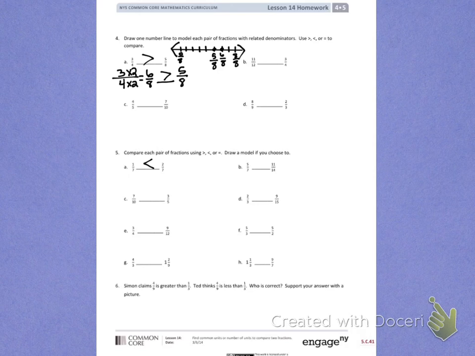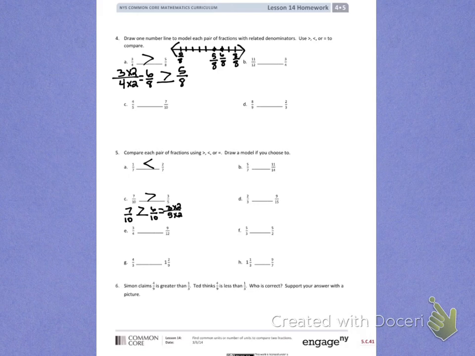Let's take a look at letter C that doesn't have common denominators. We're comparing 7/10 and 3/5. So in order to get the 5 to look like the 10, I can multiply it by 2. But if I have to multiply my denominator by 2, I also have to multiply my numerator by 2. And I'm going to go this way. So this is 6/10 that I'm comparing with 7/10. So if it's broken into tenths, I know that 7/10 is greater than 6/10. So 7/10 is greater than 3/5.